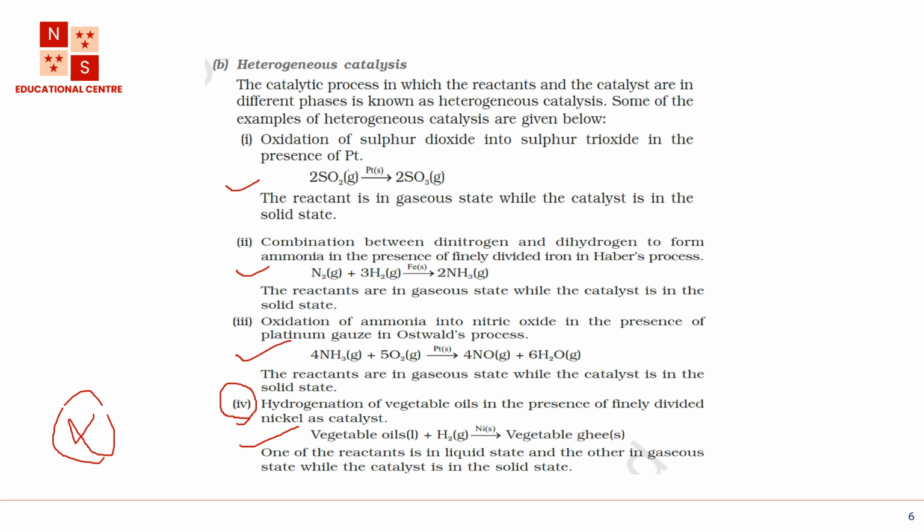So this is Ostwald's process, very important, that is the oxidation of ammonia into nitric acid in presence of platinum gauze. In this, the reactants are in gaseous state while the catalyst is in solid state. Important things you have to remember. Haber's process I already mentioned.